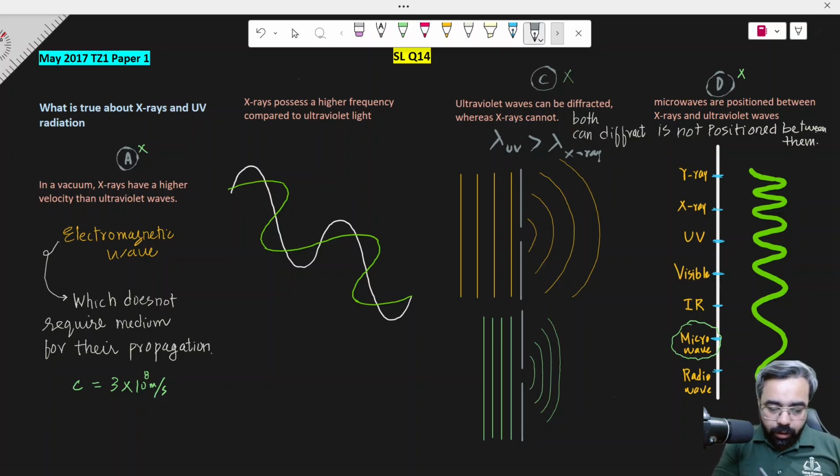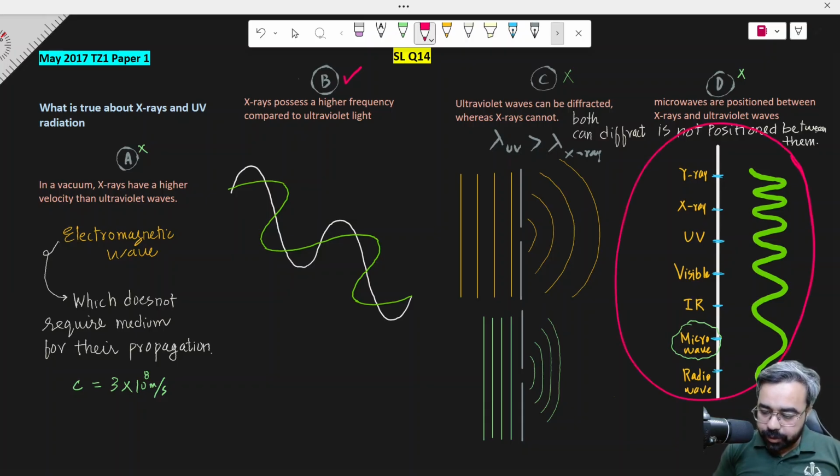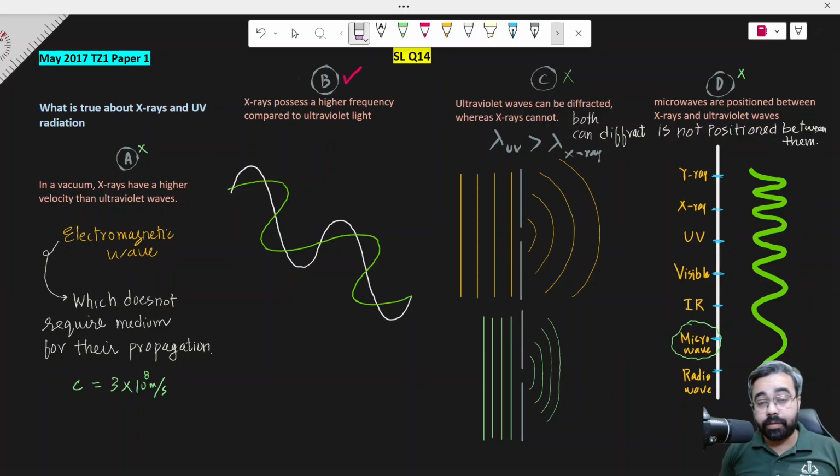So last but not least, the option B must be correct because this is the only one remaining. But I'm sure that you will be interested to know why this is correct. So X-ray possesses higher frequency compared to the ultraviolet. Yes, X-ray possesses higher frequency. First of all, this diagram itself shows us that X-ray possesses higher frequency because X-ray's wavelength is smaller than ultraviolet.